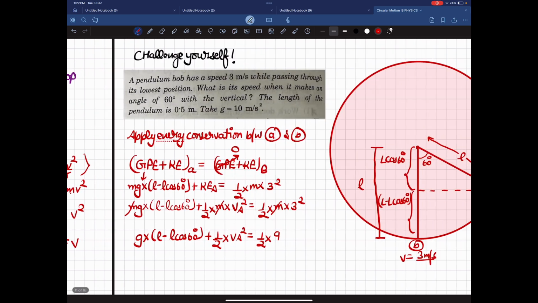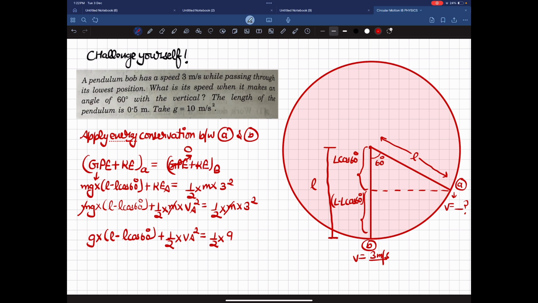Alright. Now, next question, and this is one of the good ones. Now see, what's the question saying? It's saying that there is a pendulum bob which has a speed 3 meters per second while passing through its lowest position. So at the bottom, speed is 3 meters per second. Got it? What is its speed when it makes an angle 60 degree with a vertical? So 60 degree angle I have made with the vertical, and at this point, let me use a black marker. So at this point, we need to find the speed. Alright, so how to do this?